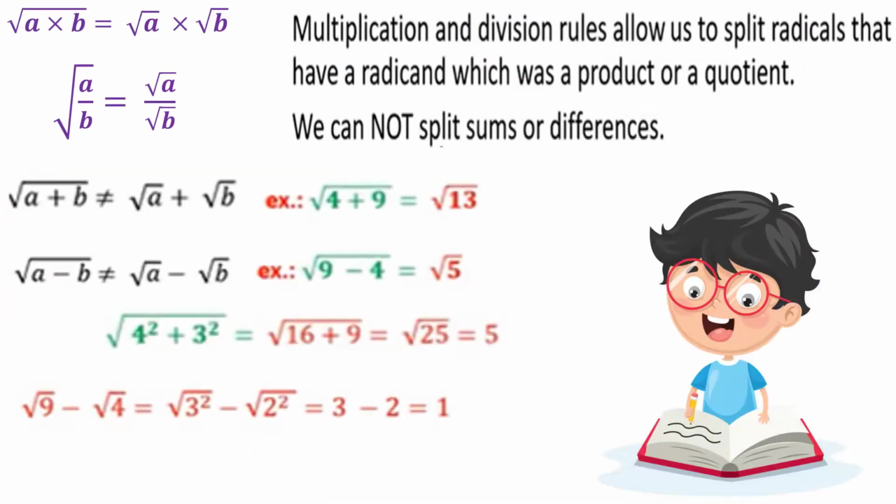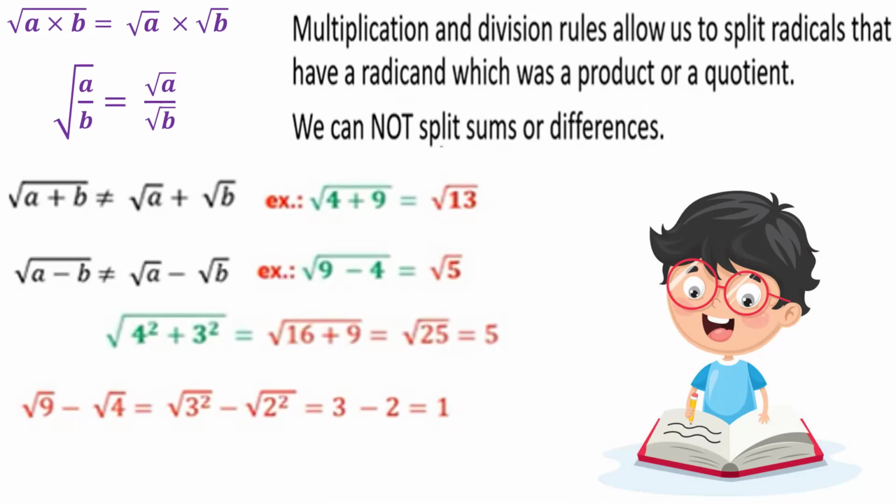Please pay attention to this. If I have multiplication inside the radical, I can split the radicands. So radical A times B, I can write it radical A times radical B. Also in division, if I have the same fraction inside the same radical, I can split the radicands to radical A over radical B. This can be done in multiplication and division, but I cannot do it in addition and subtraction. So radical A plus B cannot be written as radical A plus radical B, and radical A minus B cannot be written as radical A minus radical B.